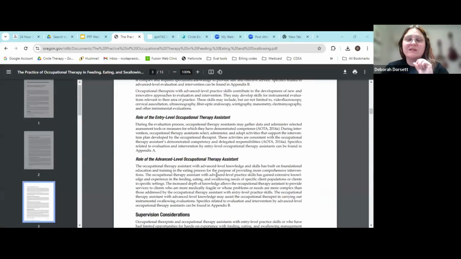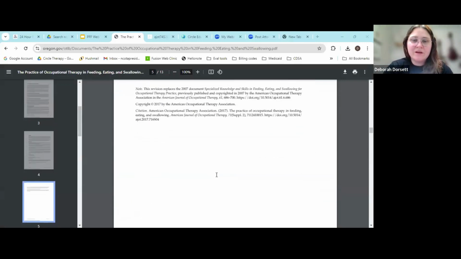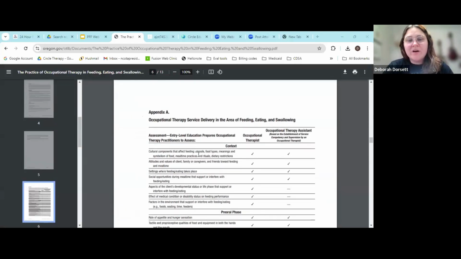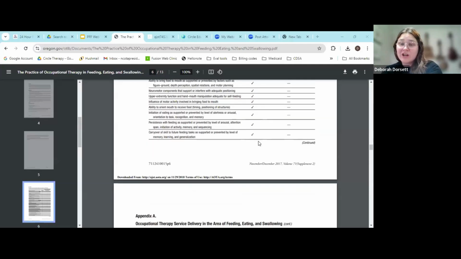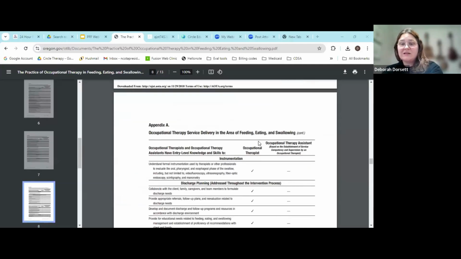And what we're going to do is I'm going to take you to the chart at the end to help you remember that here, during the assessment phase of the occupational therapy process, entry-level education, meaning a new grad, right? An OT or OTA, this is what they are prepared to assess within feeding. For assessment or evaluation, you can see that occupational therapists have a lot more check boxes than OTAs.